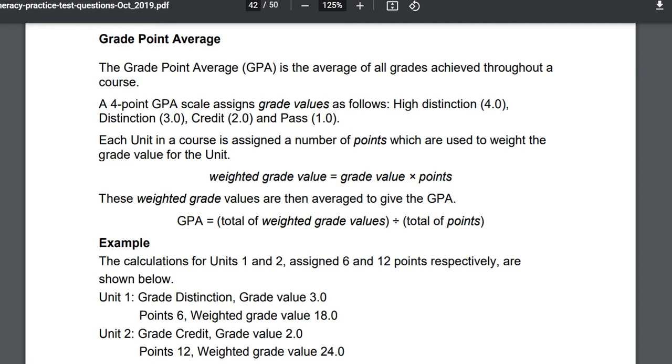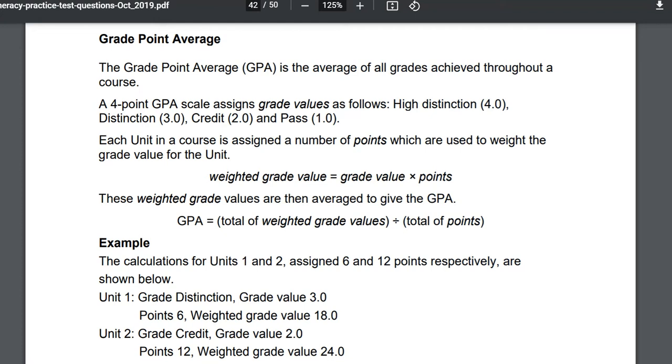So the grade point average is the average of all grades achieved throughout a course. Must be familiar to most university students. And a 4-point GPA scale assigns grade values as follows. High distinction is worth 4, distinction worth only 3, credit is worth only 2, and a pass is worth 1. So therefore you're getting more points the better you do at a subject.